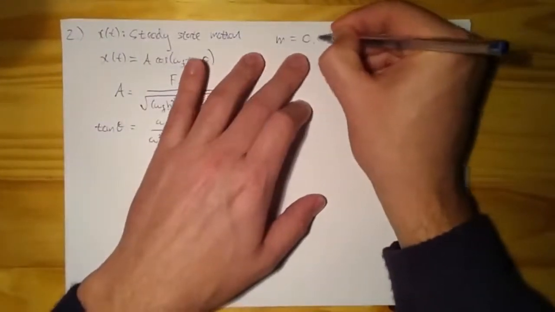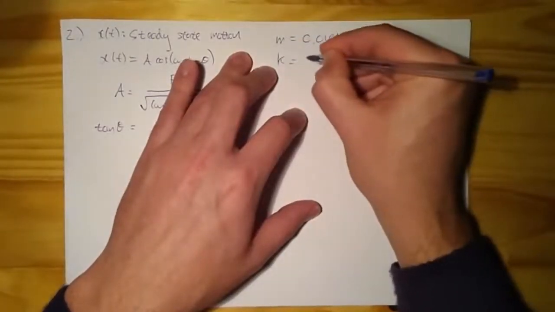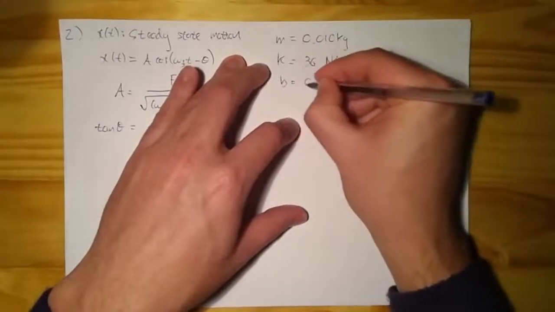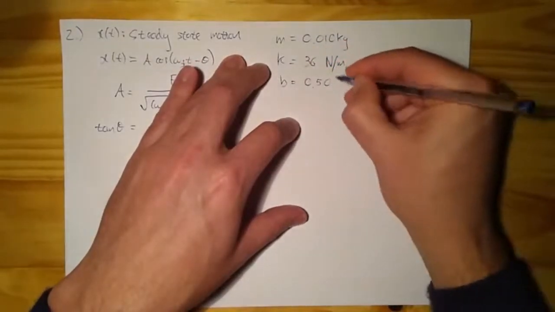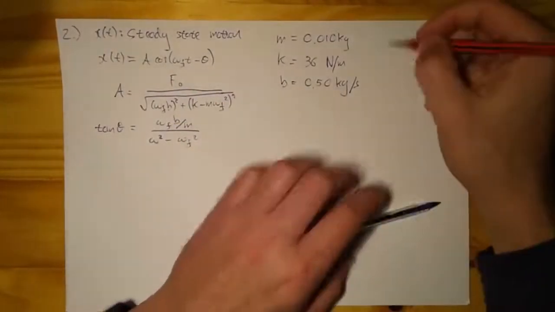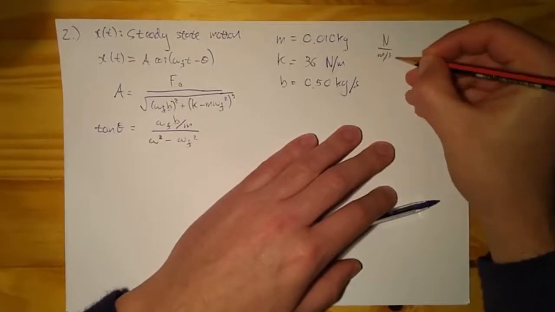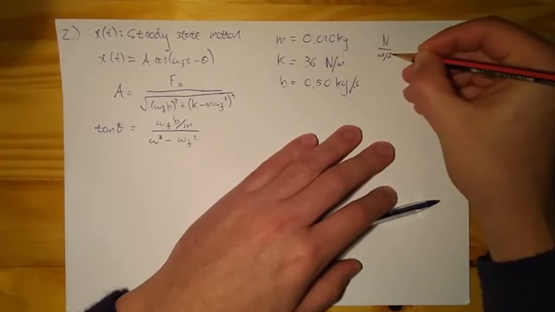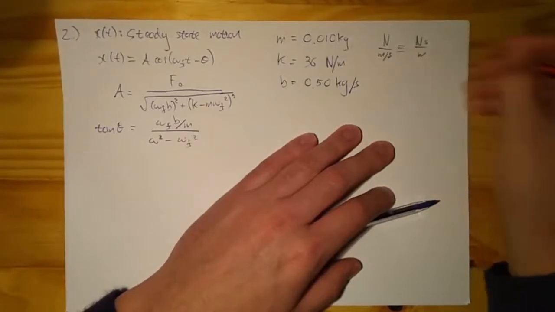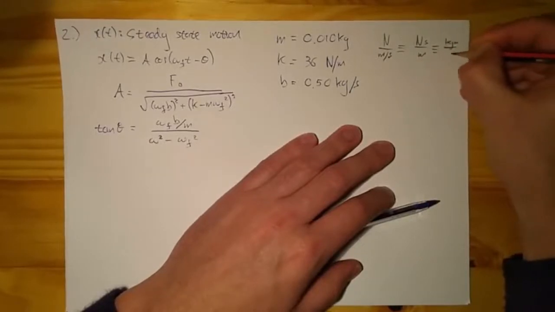The mass is 10 grams. Spring constant 36 newtons per meter. Damping constant 0.50 kilograms per second. And if you wonder where that comes from, we defined the damping constant as newtons per meter per second, which makes sense. For every meter per second, there's that many newtons of force. In other words, newton seconds per meter. But the newton is 1 kilogram meter per second.